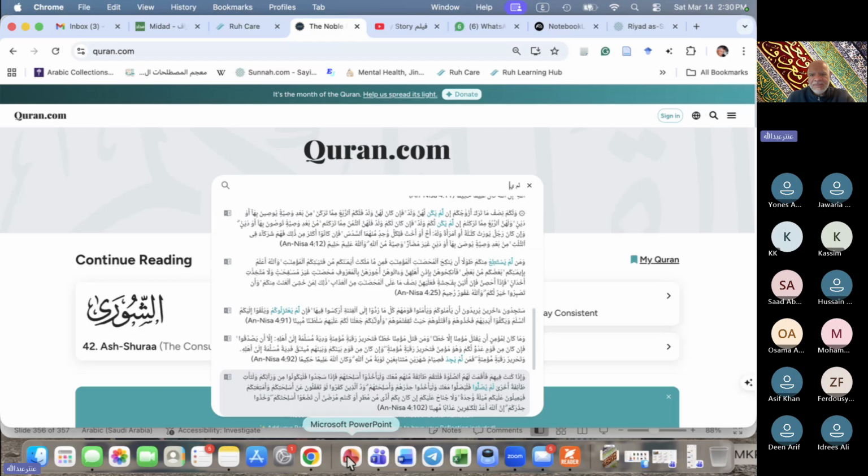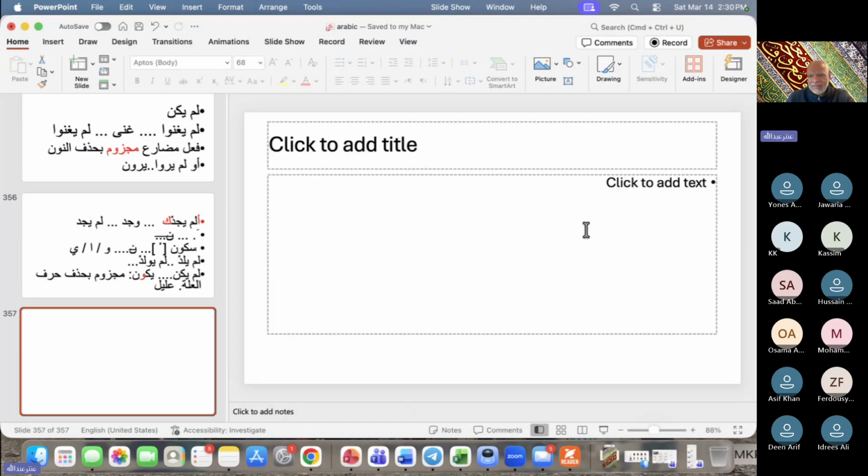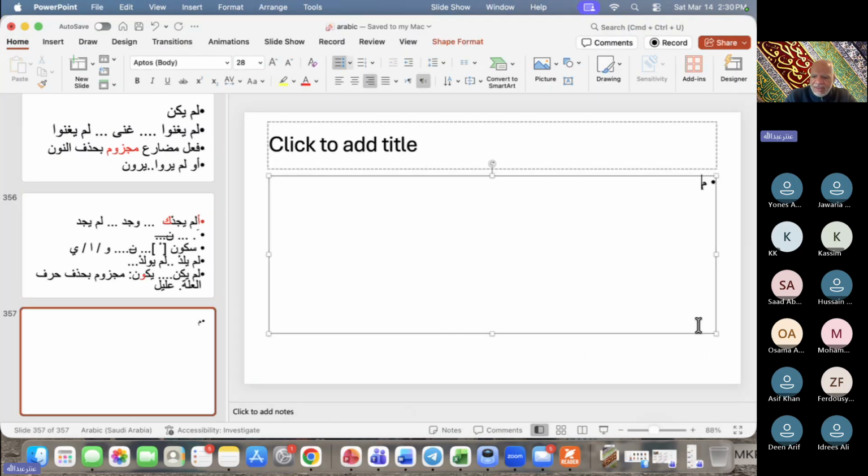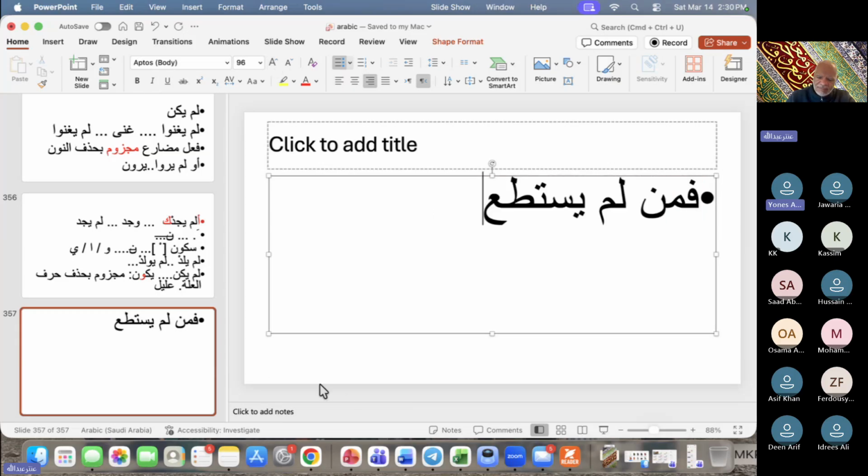So let's take this example. فمن لم يستطع. What does this mean? Whoever is not able to. Okay. So يستطع, this is a verb in the present. And the past is استطاع, to have been able to.